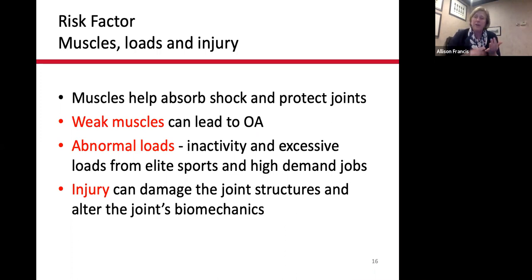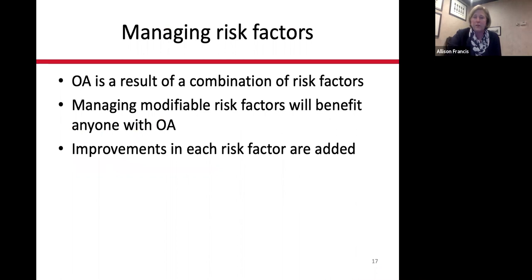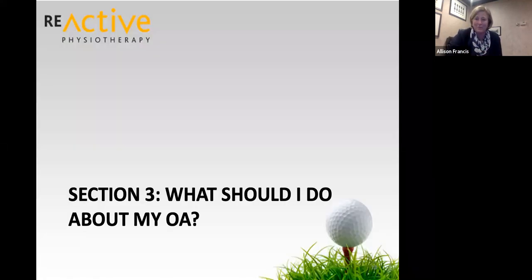And then injury. So if someone has a fall or has trauma through a motor vehicle accident or something along those lines, that sudden trauma can actually start the disease process of osteoarthritis. So we know that certain abnormal loads, injury, and weak muscles all have these consequences and put us at more risk of developing osteoarthritis. So again, osteoarthritis is a result of a combination of risk factors. Some of those, when we manage them, will be better and have benefit for people that have osteoarthritis. So if we can tackle each of those risk factors, we're going to have added benefit.